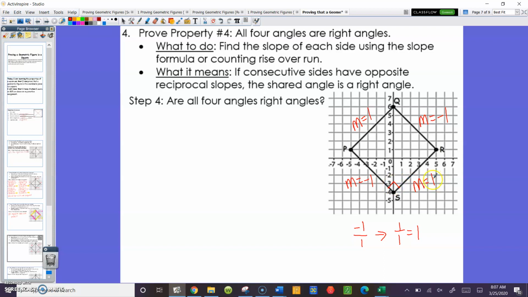Let's look over here. Positive 1 and negative 1. Yes, that's opposite reciprocal. Positive 1 and negative 1. Yes, those are opposite reciprocal. And then positive 1 and negative 1. So yes, those are opposite reciprocal. So if all of the consecutive sides have opposite reciprocal slopes, then that shared angle is a right angle. So are all 4 angles right angles? Yes. All 4 angles are right angles.